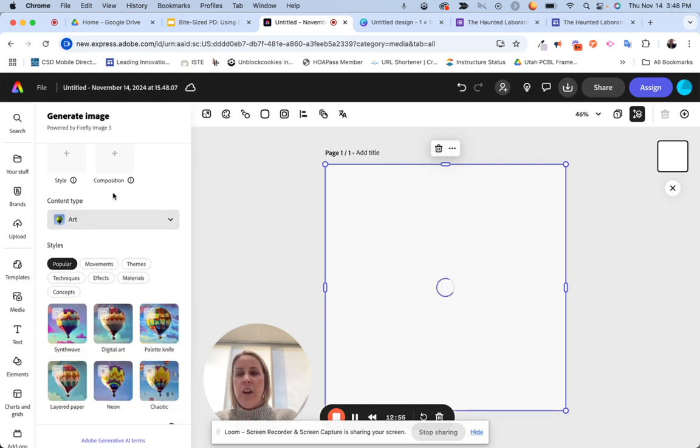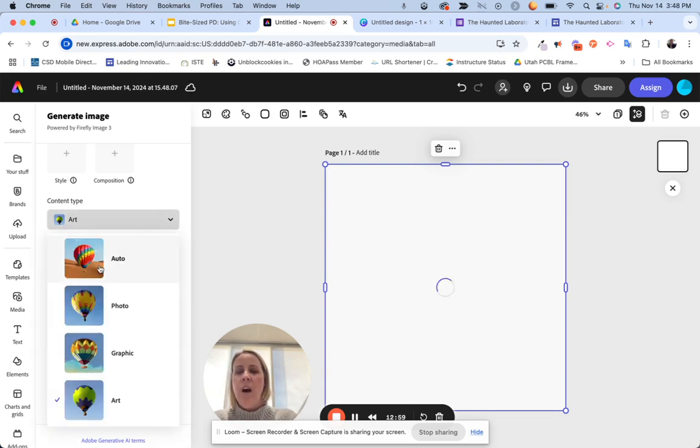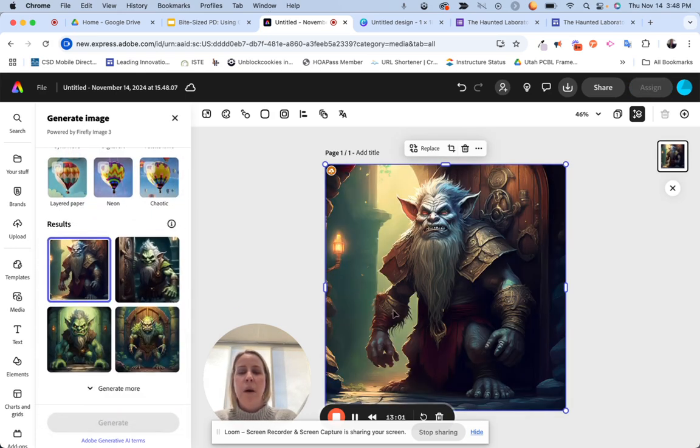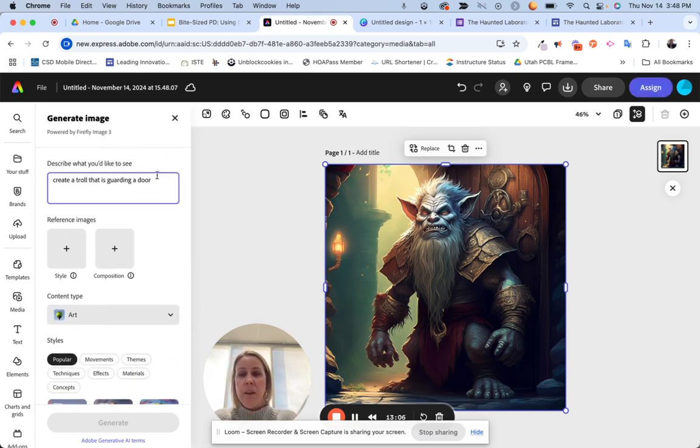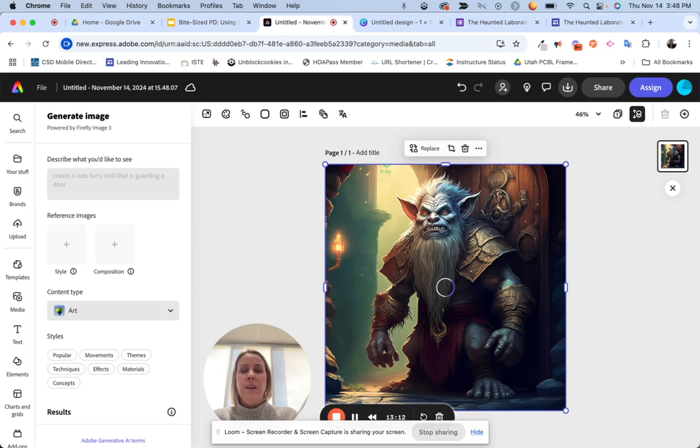And then as it's generating, one thing I'll point out here where it says content type, you have art, photo. So it's going to come up. That might be a little bit of a scary troll for 5th graders. So create a cute troll. I'm going to say a cute furry troll. Let's see if it makes it not quite so scary.